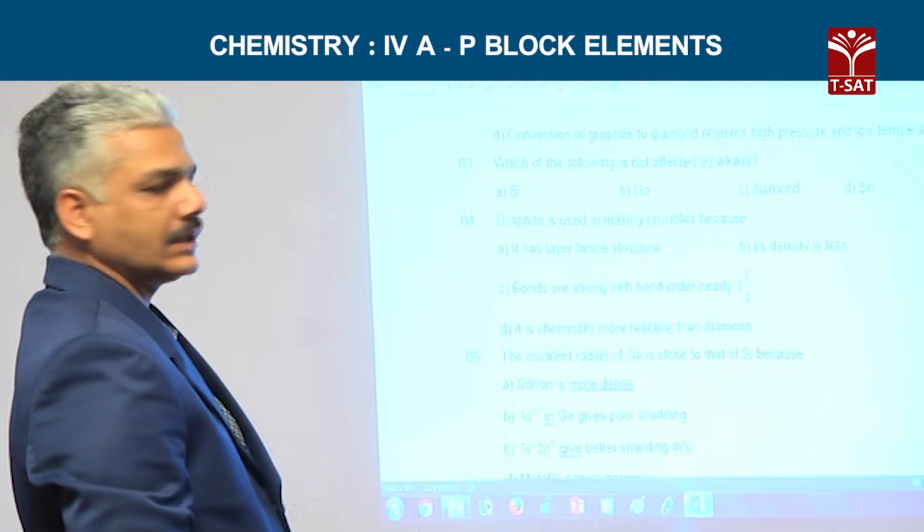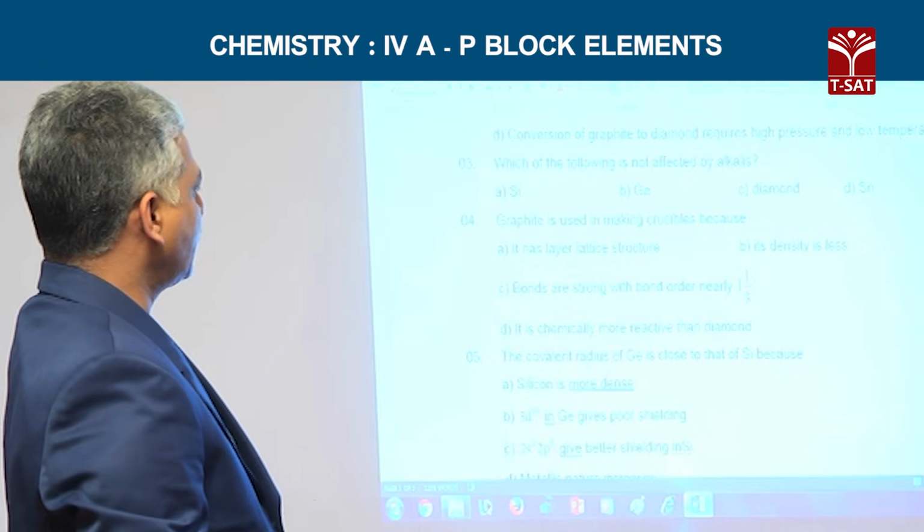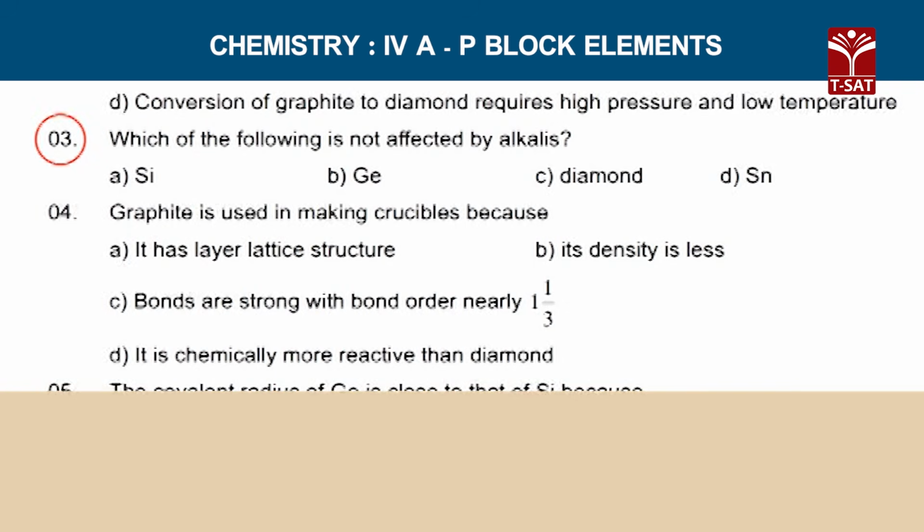Which of the following is not affected by alkalis? Given options are silicon, germanium, diamond and tin. Correct answer is C. Diamond. Diamond is not affected by either acids or bases at low temperatures.